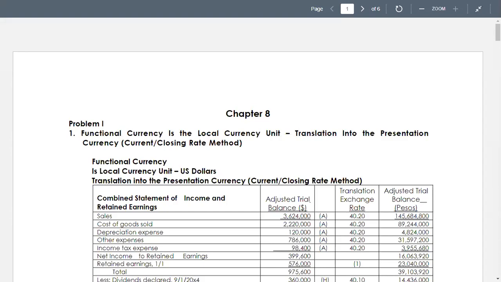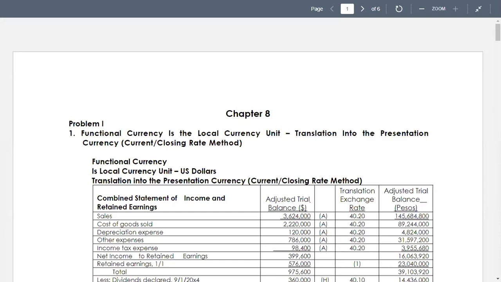The translation process will be illustrated under two different assumptions. One, the US dollar is the functional currency, and two, the Philippine peso is the functional currency. And we now have the exchange rates. Take note that the company uses the FIFO cost flow and that the expenses and the revenue items were generated evenly during the year. So let's now begin with our solution for assumption number one. We use the current rate method.